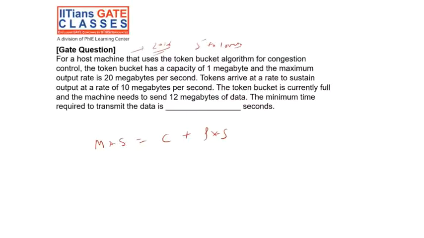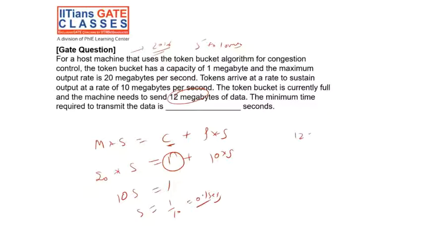So if you calculate for the 1 byte, let's say capacity is 1 megabyte, plus your arrival rate for the token arrive is 10 into S, and output rate is 20 into S. So 10 S is equal to 1, S is equal to 1 by 10, which is 0.1 second. So 1 byte is already there, so it is easily transmitted. How much data you need to send? 12 byte. So 12 byte minus 1, 11. So for 1 byte 0.1, so 11 into 0.1 second, which is 1.1.